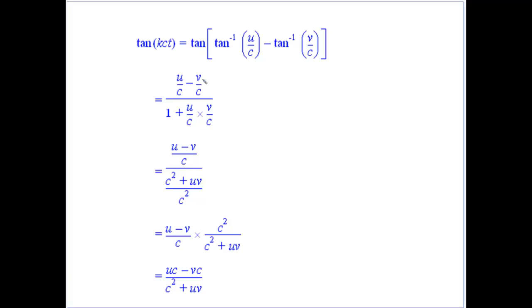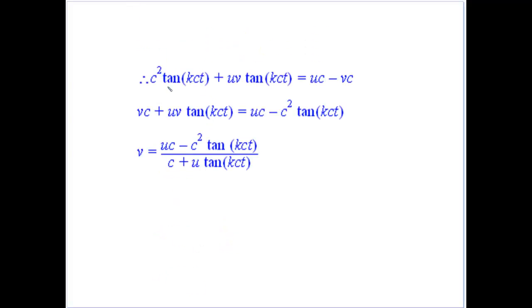we get the u on c minus v on c, or tan alpha minus tan beta, that's alpha and beta, over 1 plus alpha times beta. So it's starting to manipulate the algebra through. So have a look at the algebra that we get to clean it up to get down to uc minus vc on c squared plus uv. And then that means we could get this expression, c squared tan of kct plus uv tan of kct equal to uc minus vc.